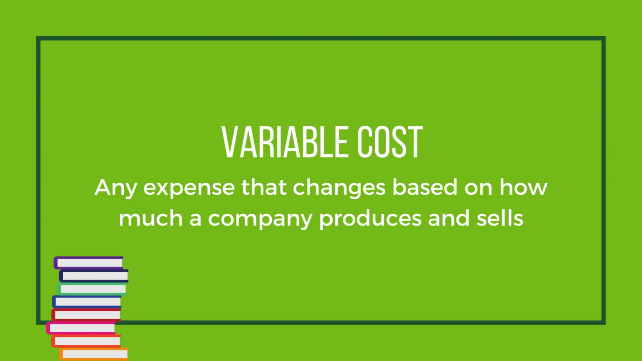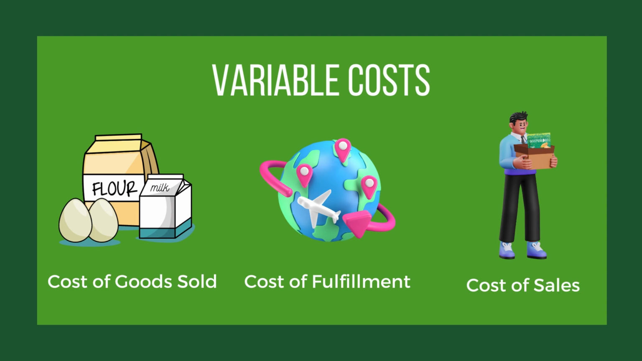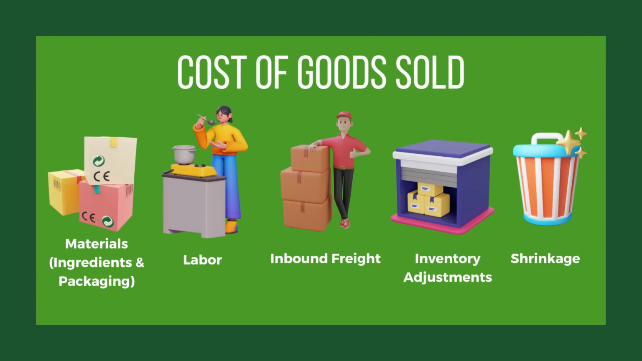On the other hand, a variable cost is an expense that changes based on how much a company produces and sells. This means that variable costs increase as production rises and decreases as production falls. For packaged food, variable costs include three buckets: cost of goods sold, cost of fulfillment, and cost of sales. Cost of goods sold covers all the costs you incur to manufacture finished goods. These include ingredients, labor, inbound freight, inventory adjustments, and shrinkage.